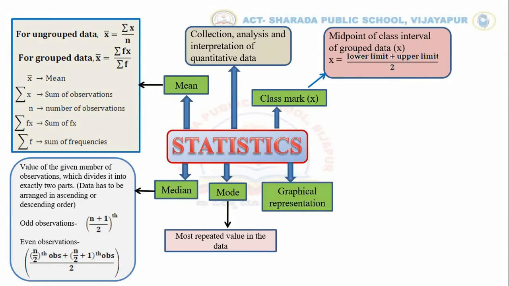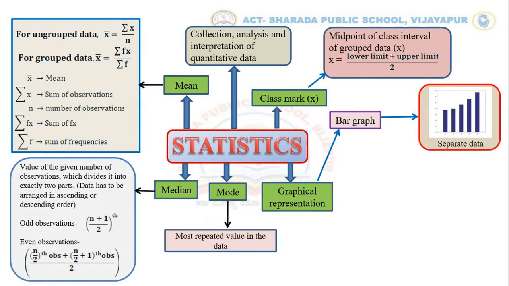Next is the graphical representation. We studied three types of graphical representation. One is the bar graph. As you can see in the diagram, there are separate columns according to the frequency and the class interval.